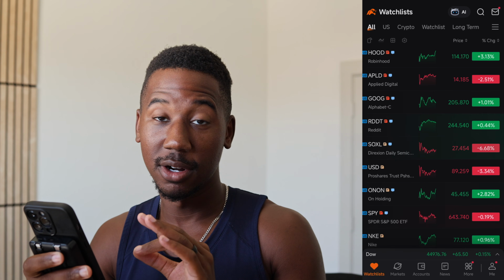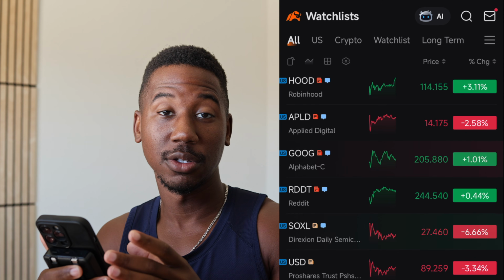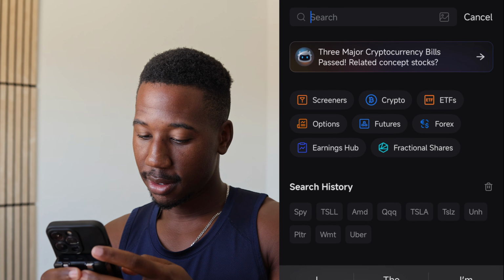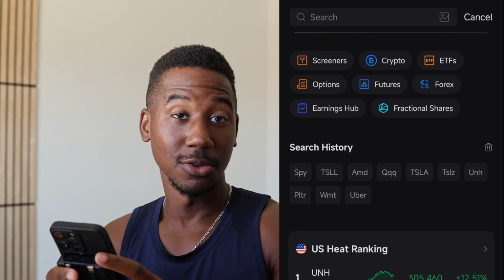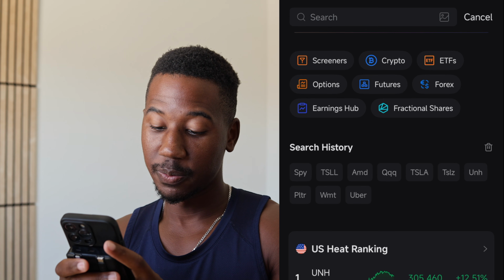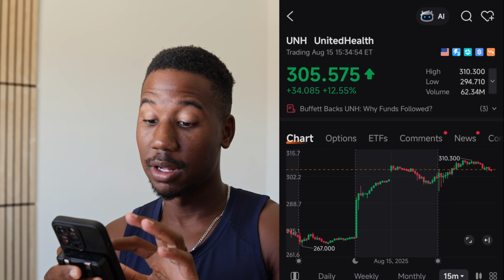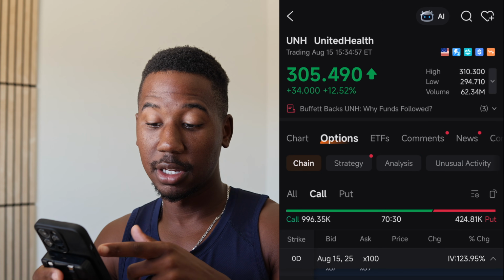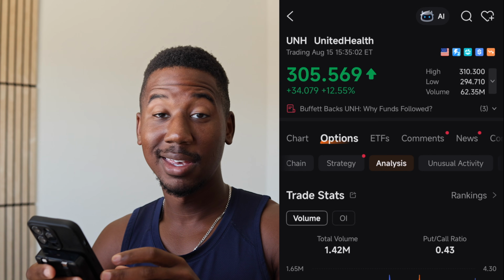All right, so here we are in the Moomoo app. And now what I'm going to do is go to the stock that I want to trade 0 DTEs on. Actually, looking right here on top stocks, UNH is at the top. So I'm going to click on that. And after I'm on the stock I want to look at, I'm going to hit options. Normally it'll be options chain, but next to that, I'm going to click on analysis.